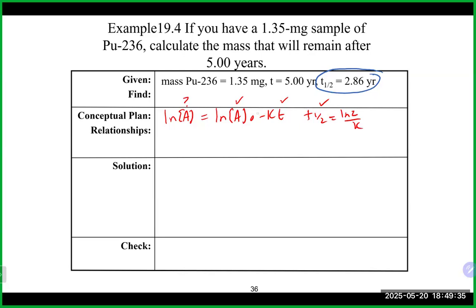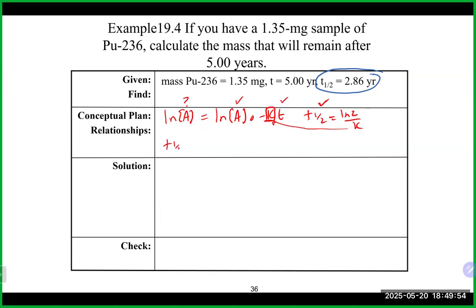So you hopefully can see that the one other thing you're missing to be able to solve it is the decay constant. And that would be why they did give us our half-life here. We could then get our decay constant and put it in there and solve for what we need. So we'll start with that.